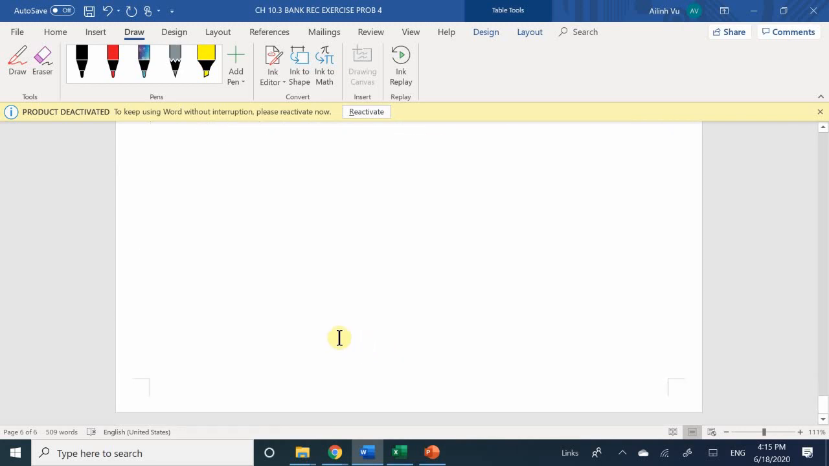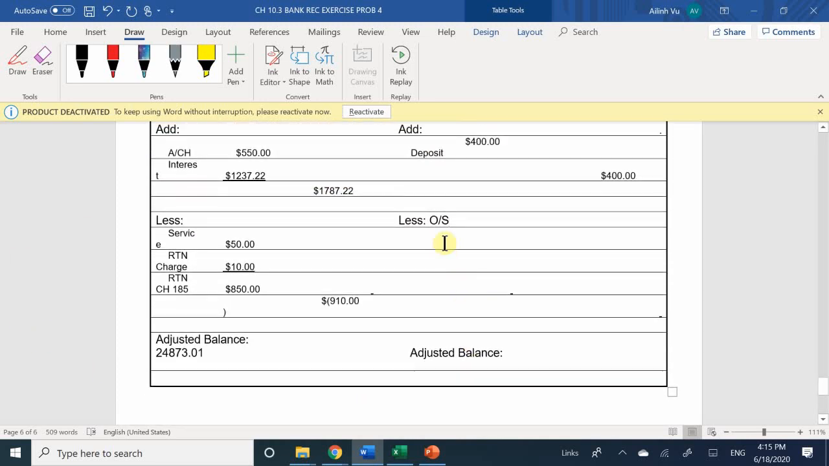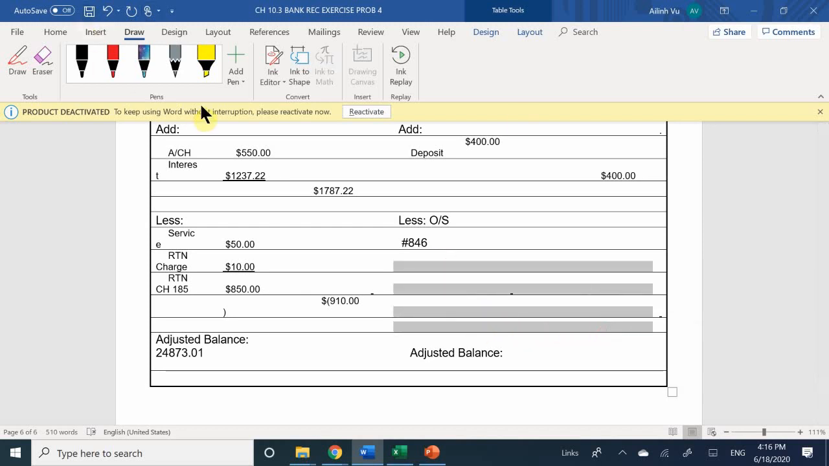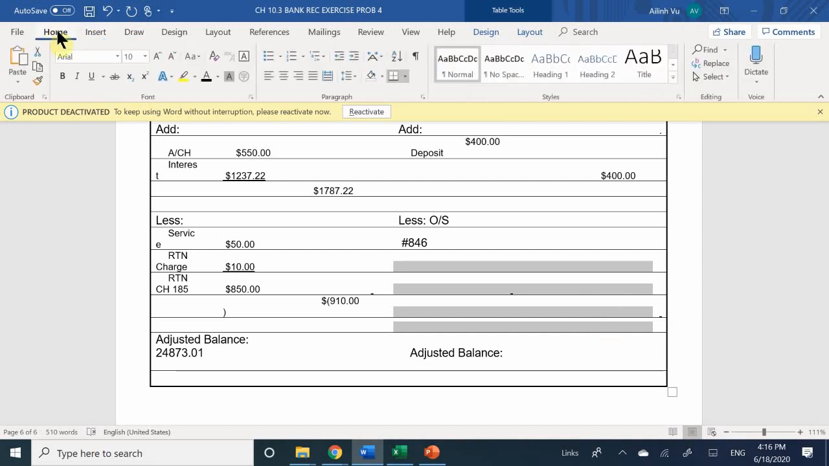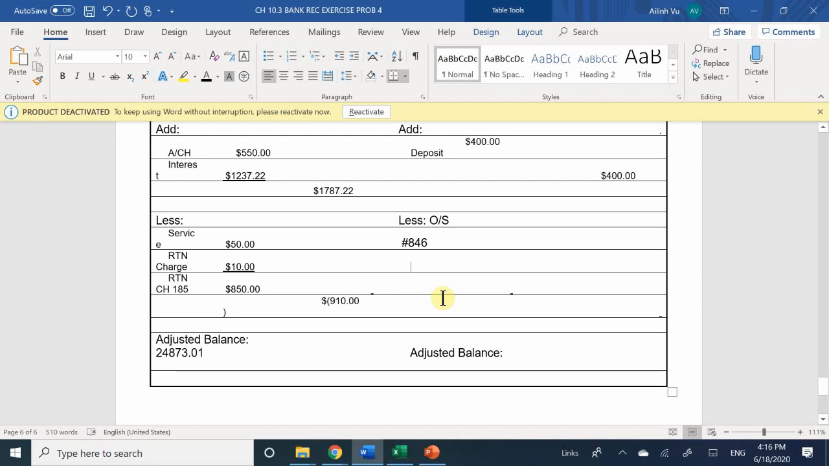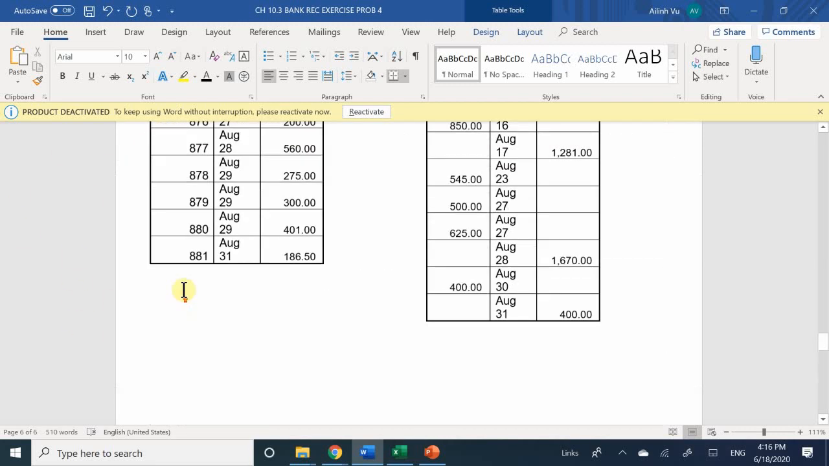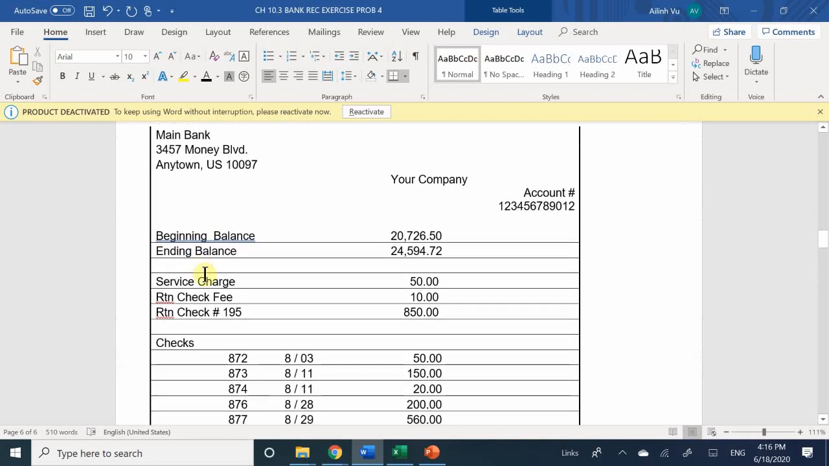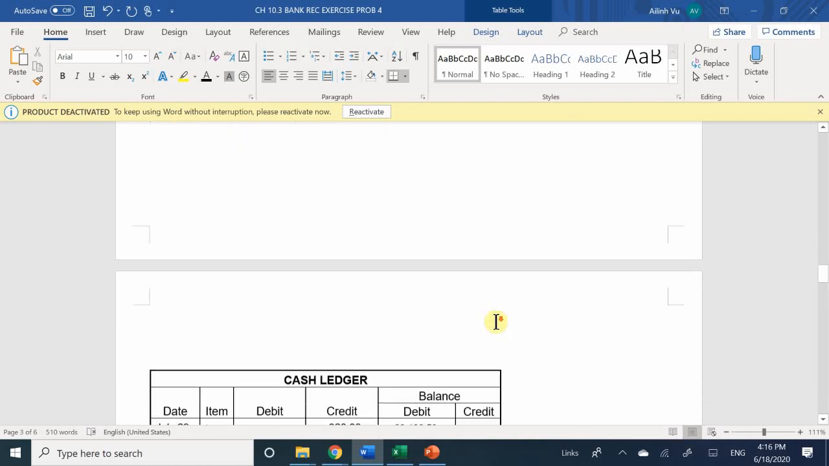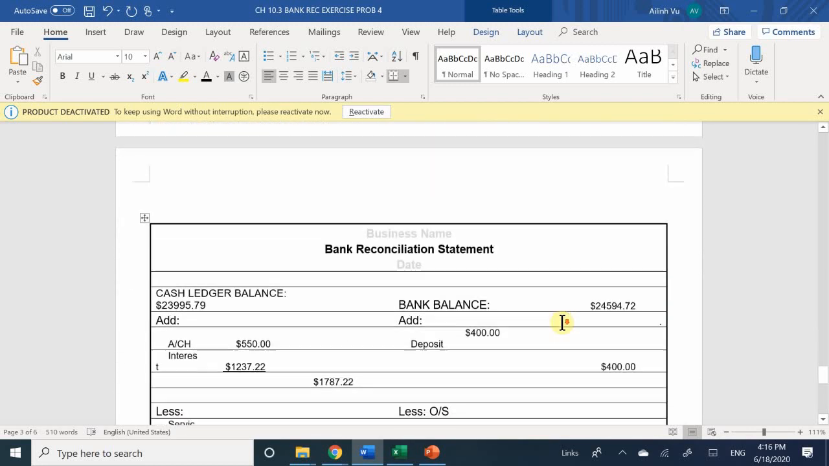Okay? So I'm going to go down to my little thing over here. So here I'm missing 846. Hold on. Let's go ahead and go back. Which check did we bounce back? 846. Oh wait, return check 195. Okay, so no, that has nothing to do with it. Okay, so we're missing 846.